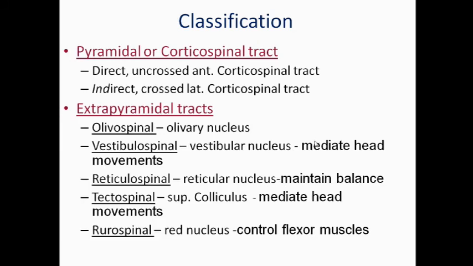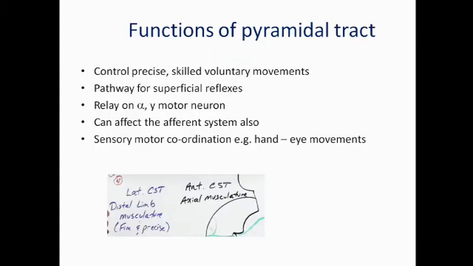Okay, so we have seen the classification, how exactly we have classified the pyramidal or corticospinal tract and the extrapyramidal tract. Now what is the function of this pyramidal tract? Basically the pyramidal tract, that is the corticospinal tract, controls precise or skillful voluntary movements. They are the pathway for superficial reflexes. Superficial reflexes we will see in our practical, or we have seen in reflexes. There are superficial reflexes and deep reflexes.